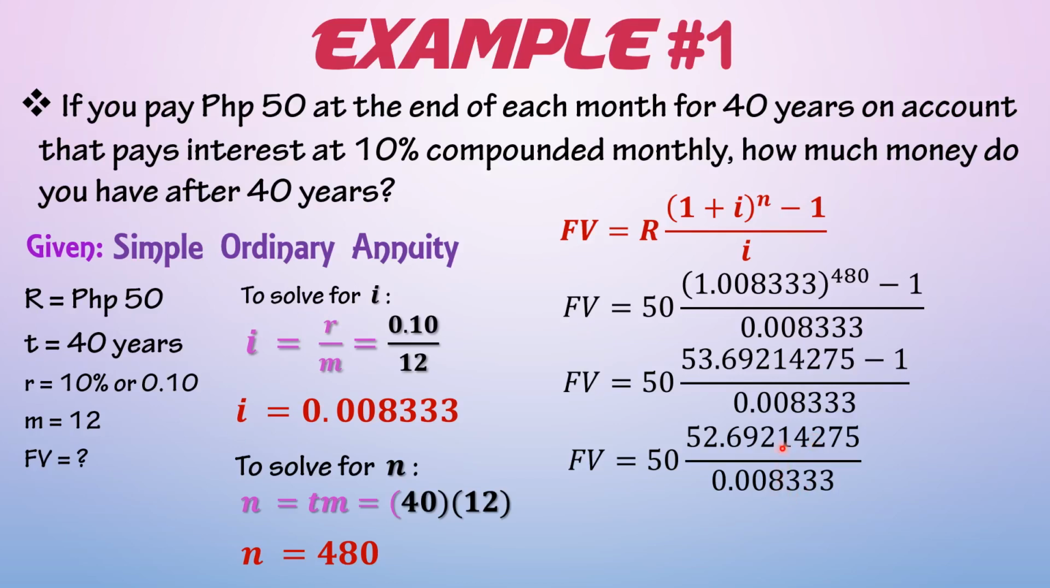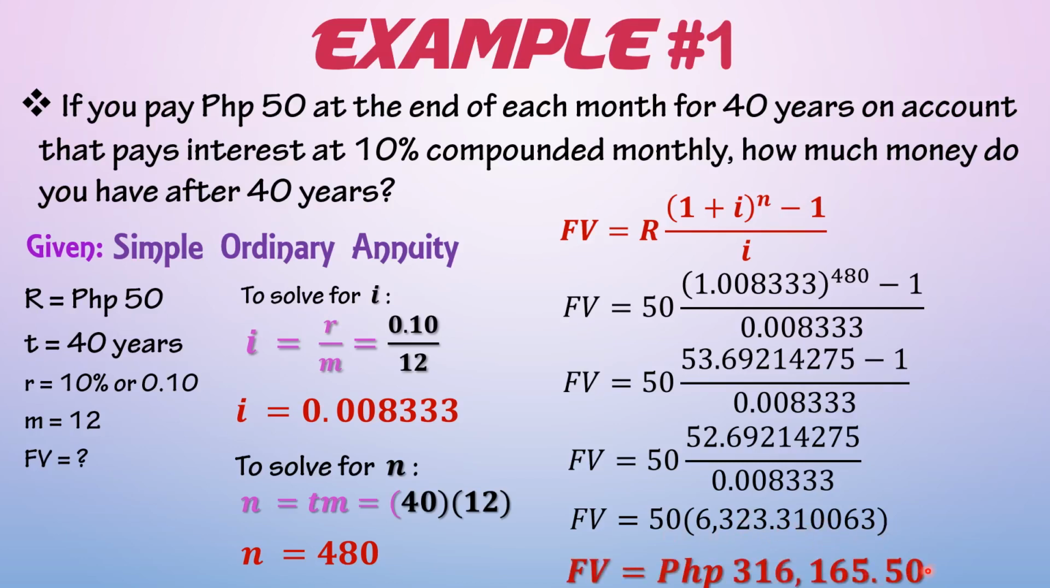And then next we divide it by the I. So we divide this one. So you will have now 50 times 6,323.310063. So write again everything and then multiply this. So the future value will be 316,165 and 50 pesos. So that will be your final answer. You may write your conclusion in words. Okay? So I hope that is clear.